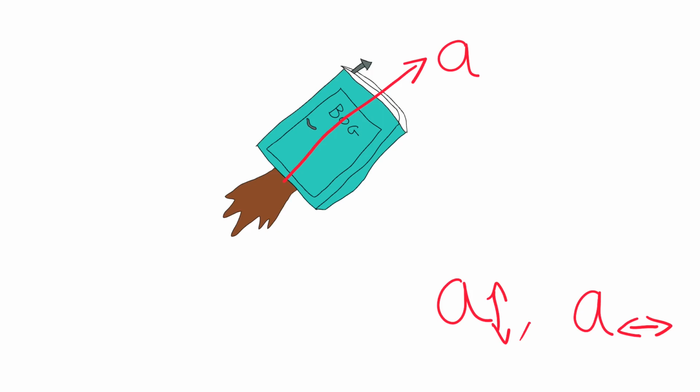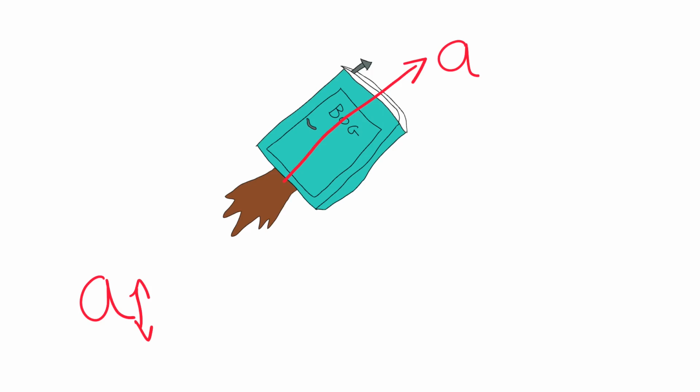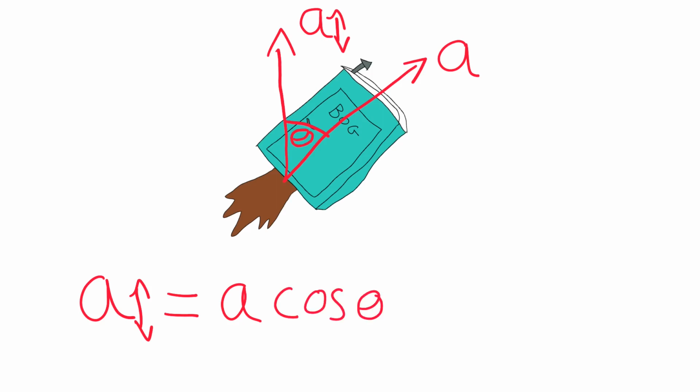To start with, let's look at the uppy down acceleration. And to make it easier, let's add it to our diagram, with theta being the angle between the uppy down acceleration and the total acceleration. And looking at this, we can see that A uppy down equals A cos theta.